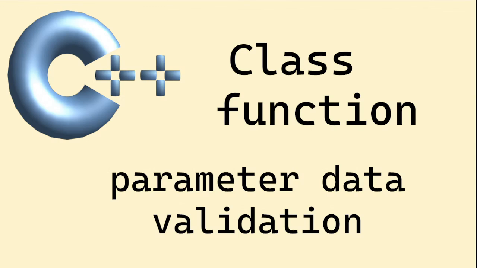In C++ class, the member functions, especially constructors and setter functions, are designed to receive data and set it to the data variables or make changes in the data variables. Directly setting received data to the data members may lead to errors during program execution. Therefore, it's really important to check the validity of the received data and use it only if it is valid. We will focus on parameter data validation for class functions, constructors, and setters.